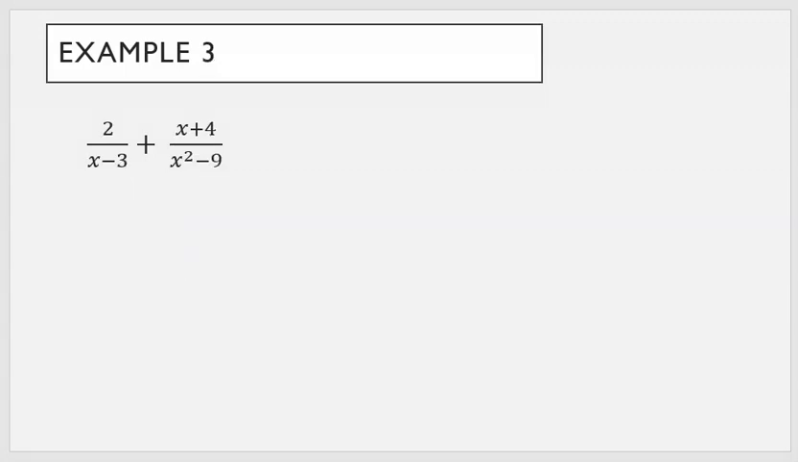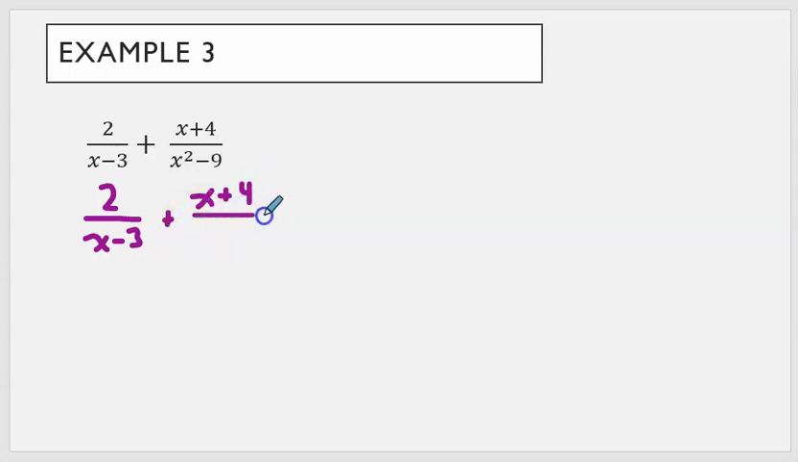Okay, so here our examples are starting to get a little bit tougher because I don't have a common denominator right off the bat. Well, the first thing we will want to do before we try and make the denominators match is actually factor anything possible. Now the 2 is fine as is. The x minus 3 is fine as is, can't be factored. X plus 4 is also good.